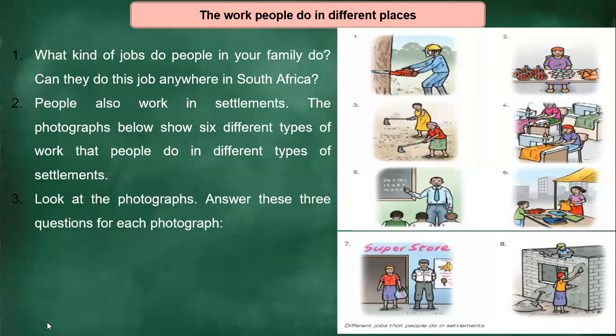I want you guys to look at the picture here and answer the following question quickly. We've already spoken about the kind of work that people do, but who wants to tell me quickly? Minenhle? Ma'am, I must do question number 3, question A. Yeah, give me 3.